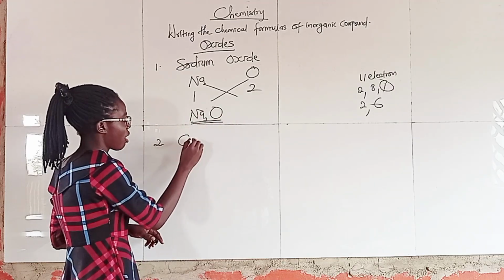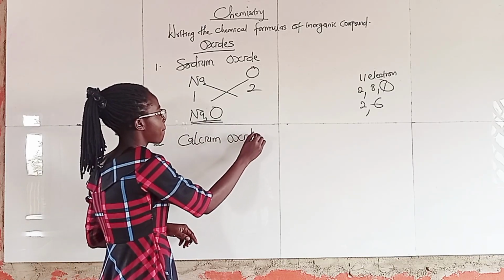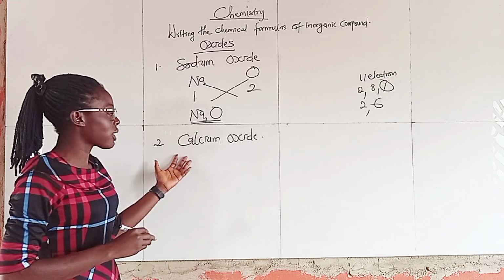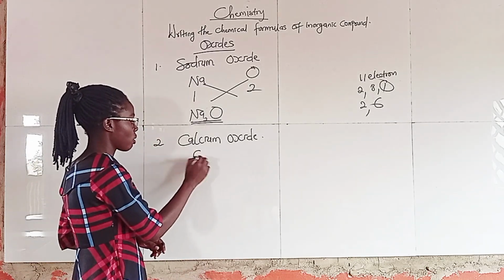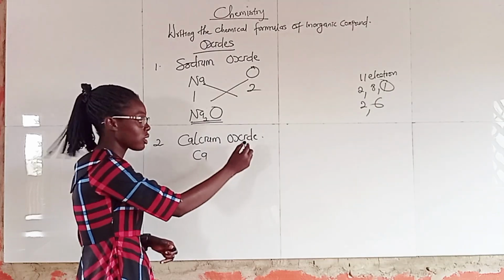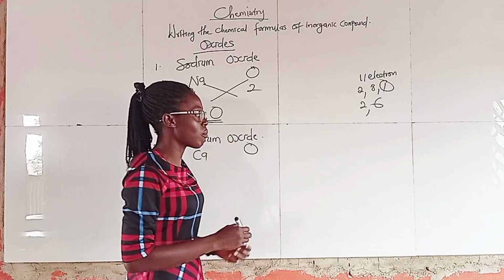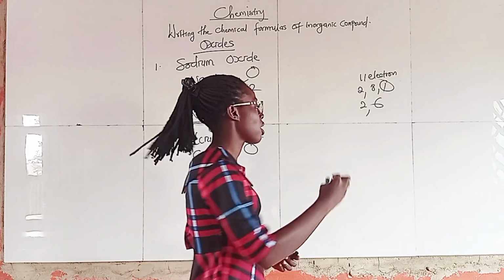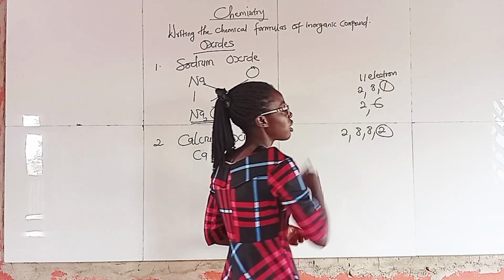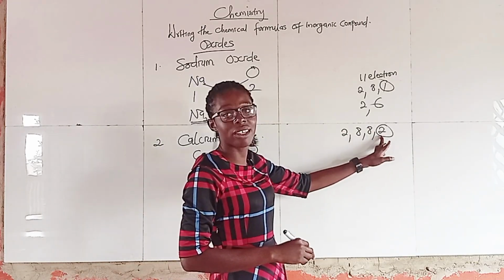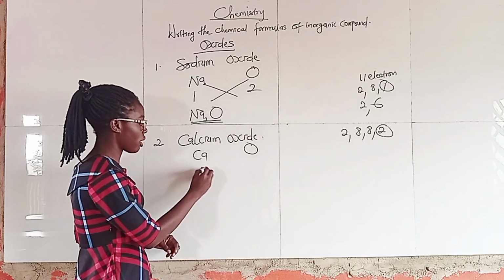The next oxide we have is calcium oxide. The first step, write down the elements making up the compound. I have calcium, the symbol Ca, and then since this is an oxide, I have oxygen. What's the valency of calcium? Calcium is a metal and it has 20 electrons. In the first shell I have 2, then 8, 8, and then 2. This 2 is equal to its valence electron, and this 2 is equal to its valency. So under calcium, I write 2.